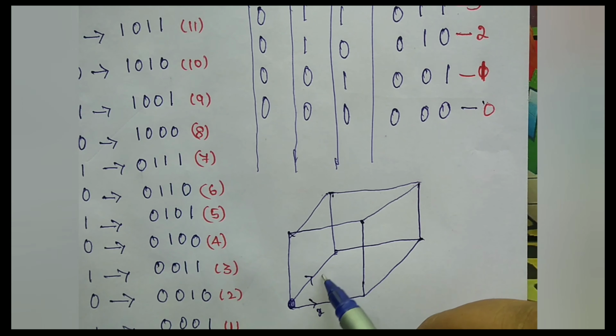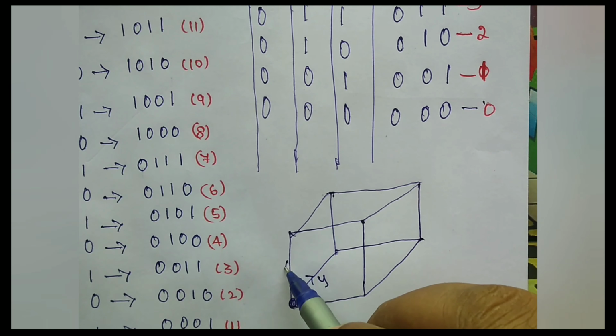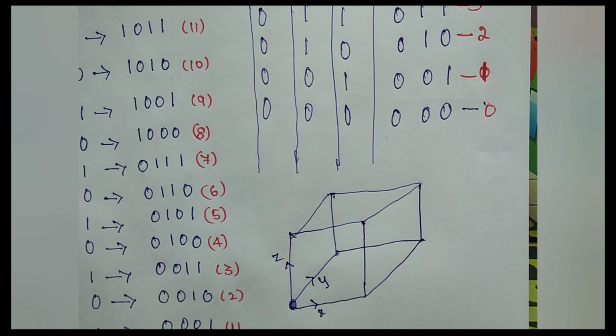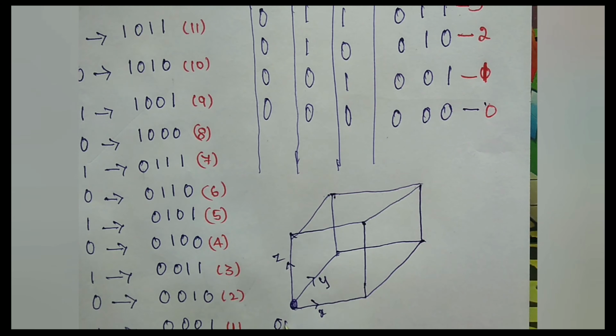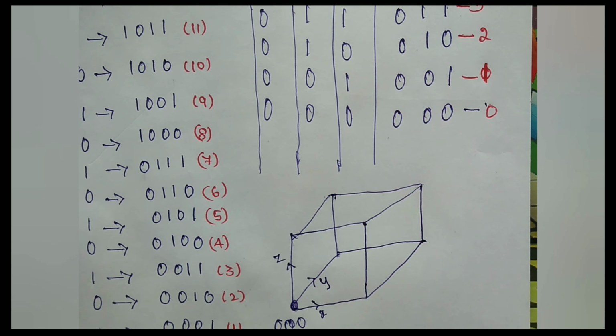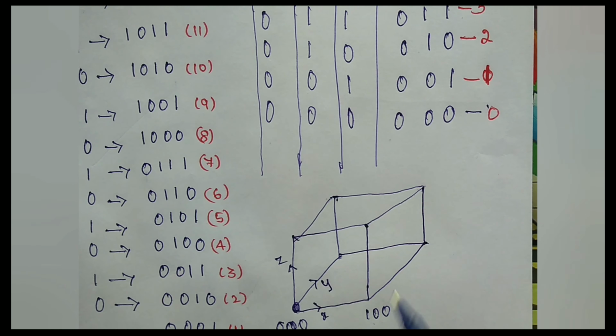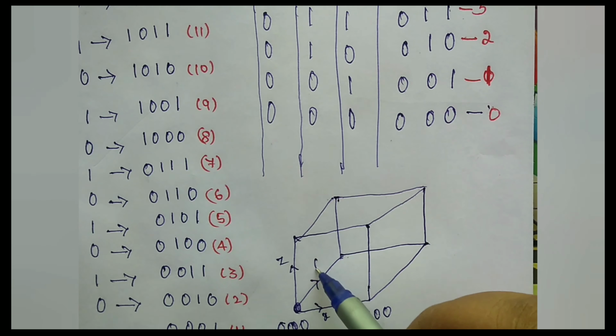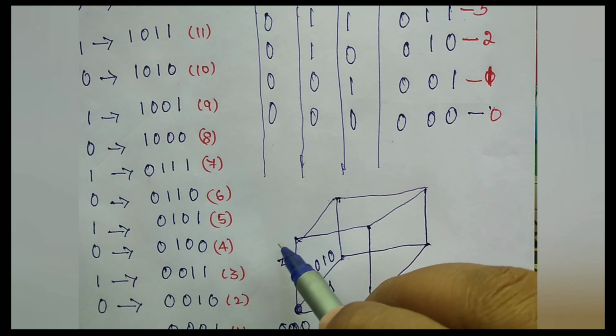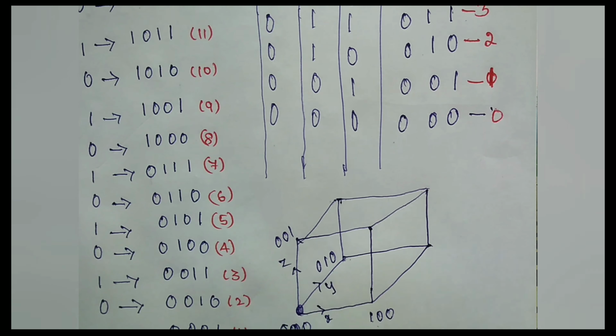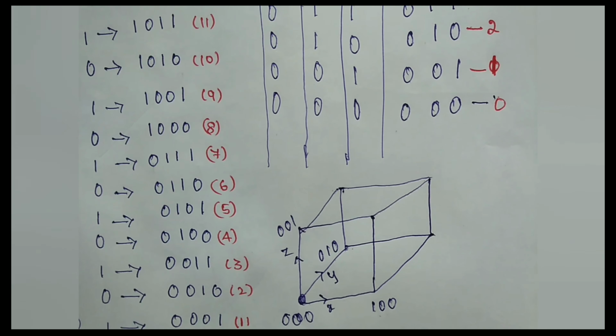Because for mathematics students this is familiar. So this is the origin. Here x only, so the x coordinate, the remaining 0. Here y, so 0, 1, 0. Here z, that is 0, 0, 1. This is for 3 variables.